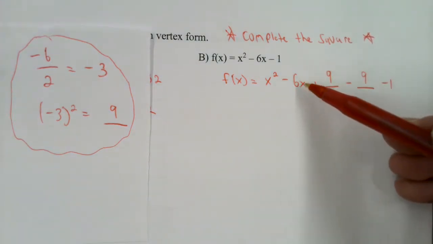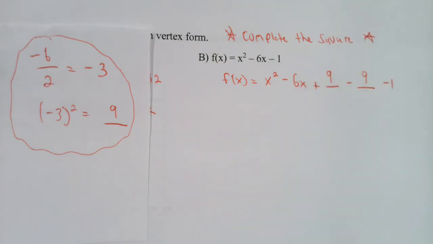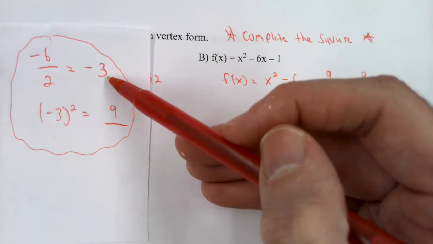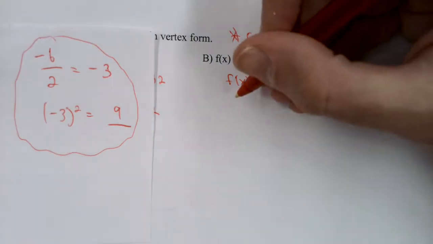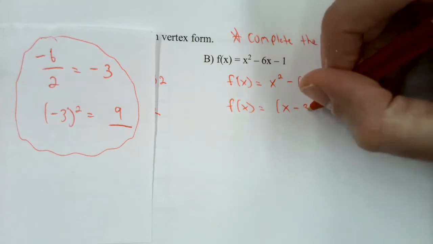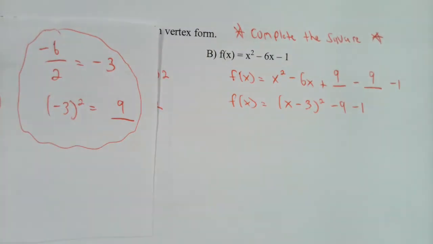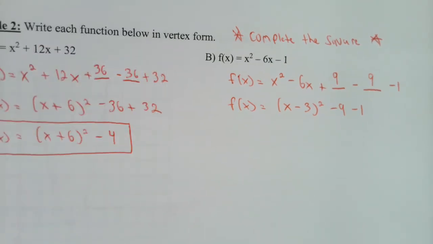And now you're going to factor these first three terms. What multiplies to 9 and adds to -6? If you remember, it's whatever that number is. So x minus 3 squared. And we have the minus 9 minus 1. So in the next step, I'll make that -10.